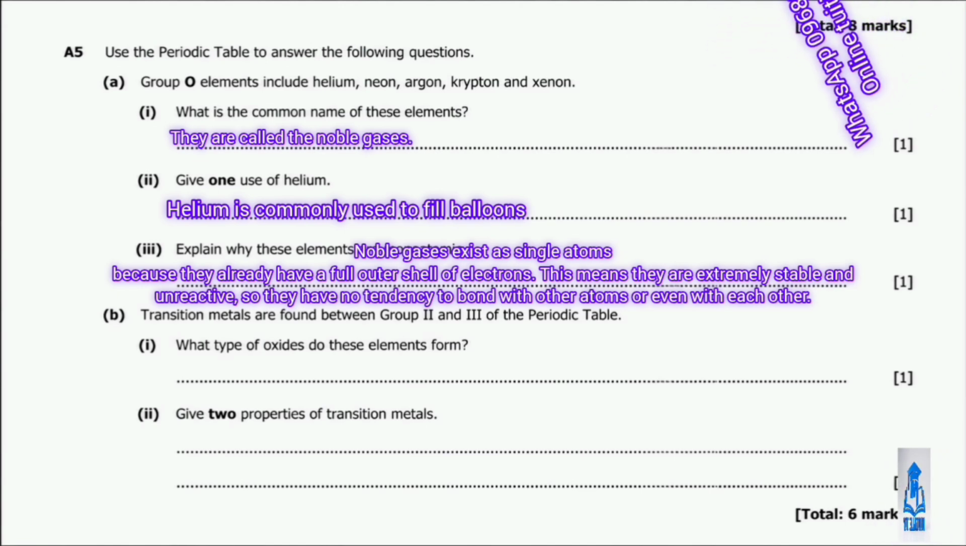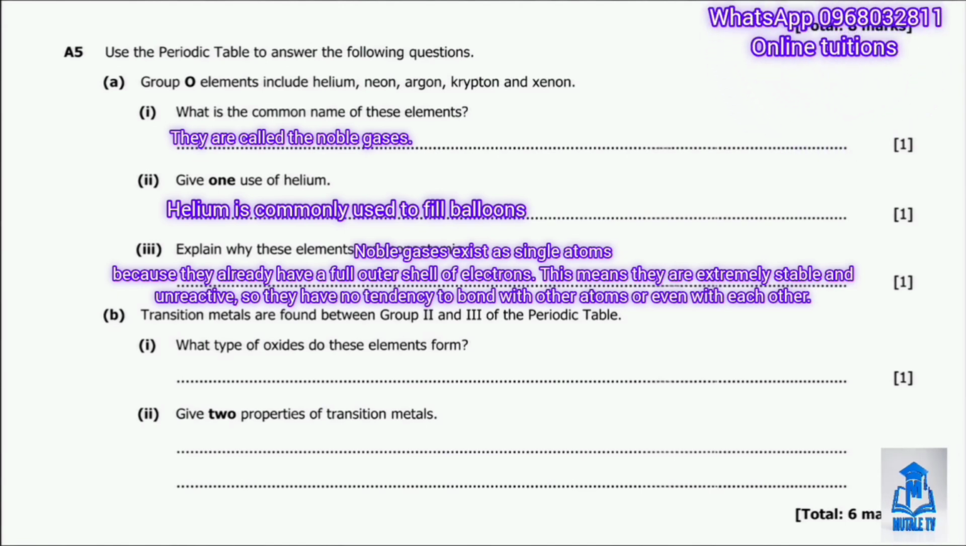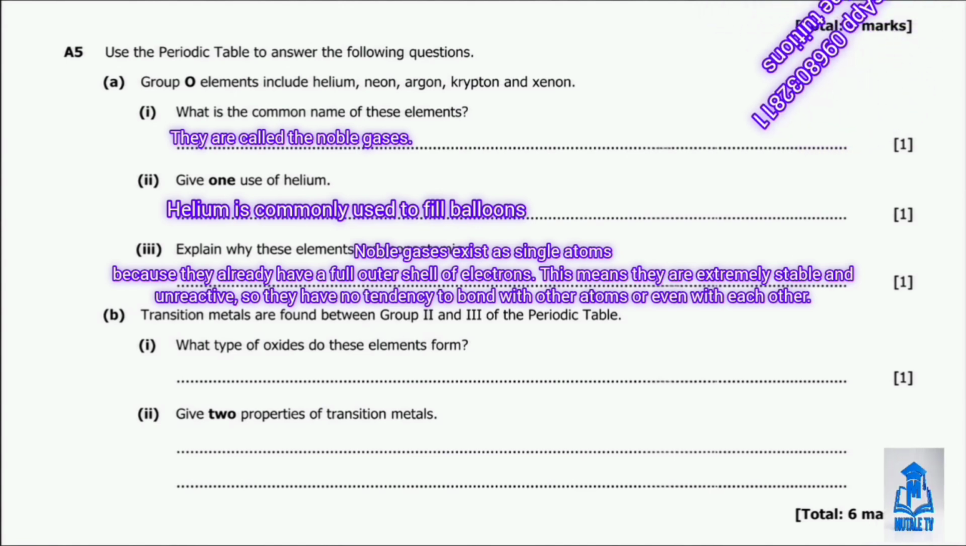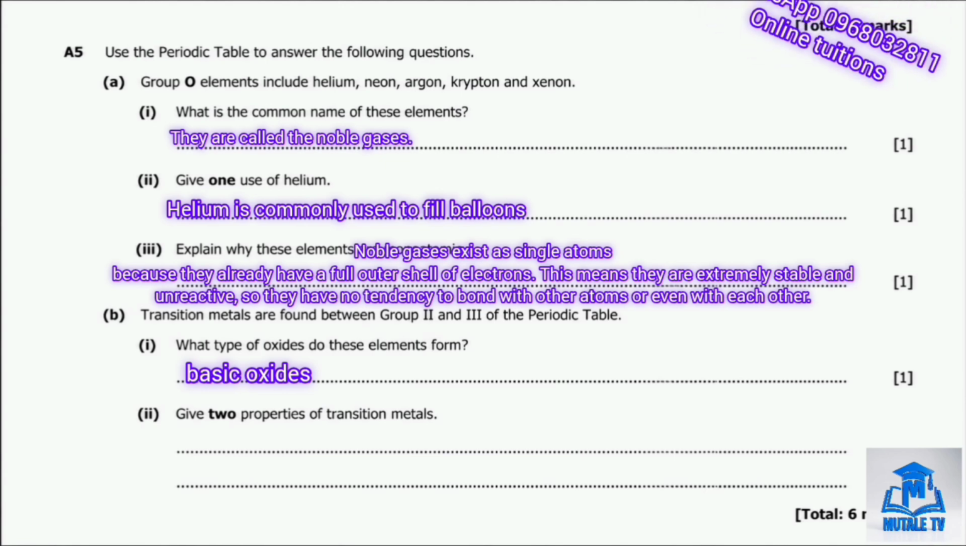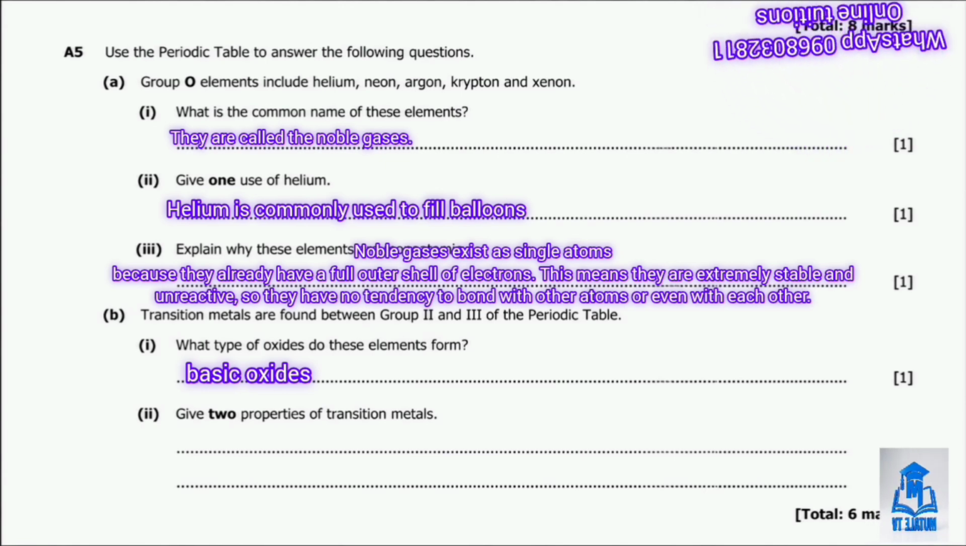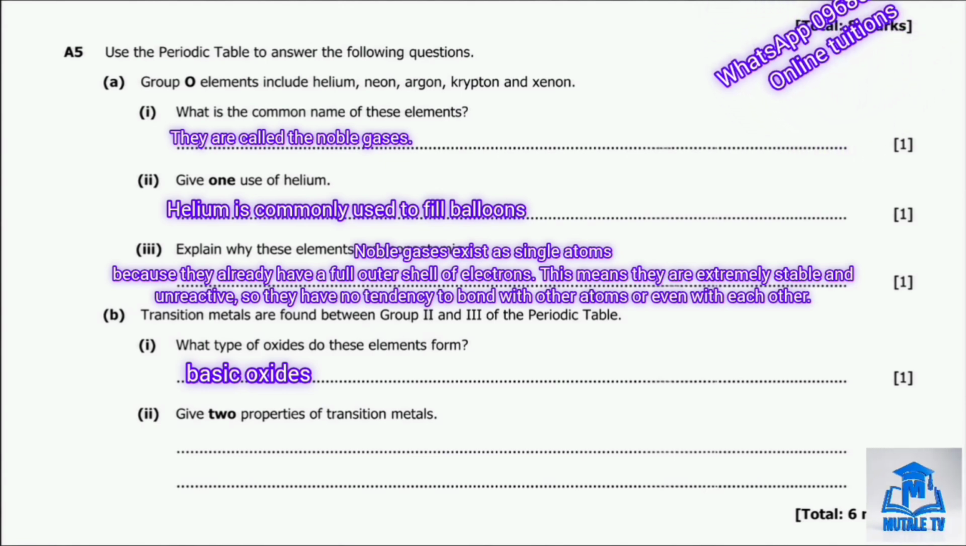Then moving on to question B. Question B tells us that the transition metals are found between group 2 and group 3 of the periodic table. Then part B1 asks what type of oxide these elements form. So transition metals form basic oxides, though some can be amphoteric depending on the specific metal.